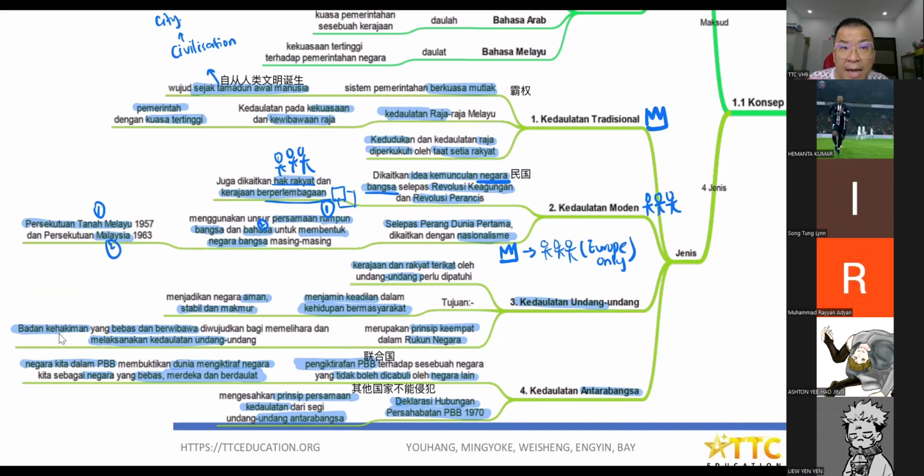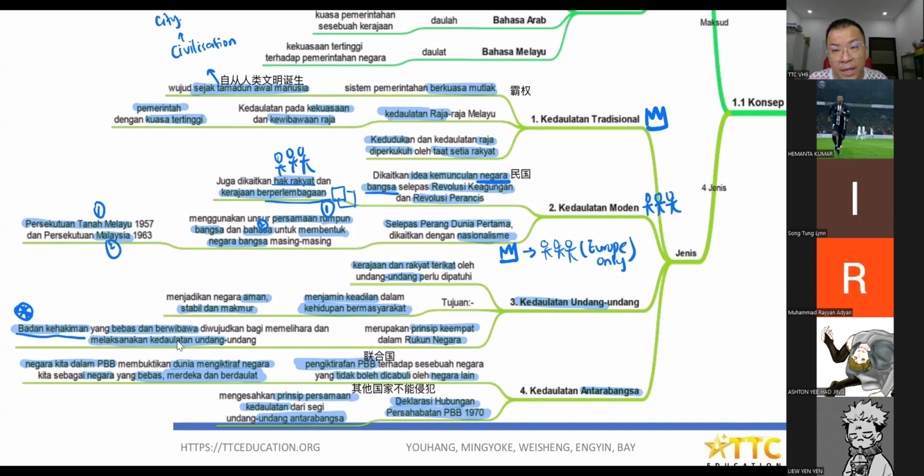So we have badan kehakiman. This one is important. The exam will ask you. In Malaysia, who will make sure everybody follows the law? The judge. So the judiciary system. They are not independent, but they are free. They have freedom and they have the capability to make sure that everybody follows the law.